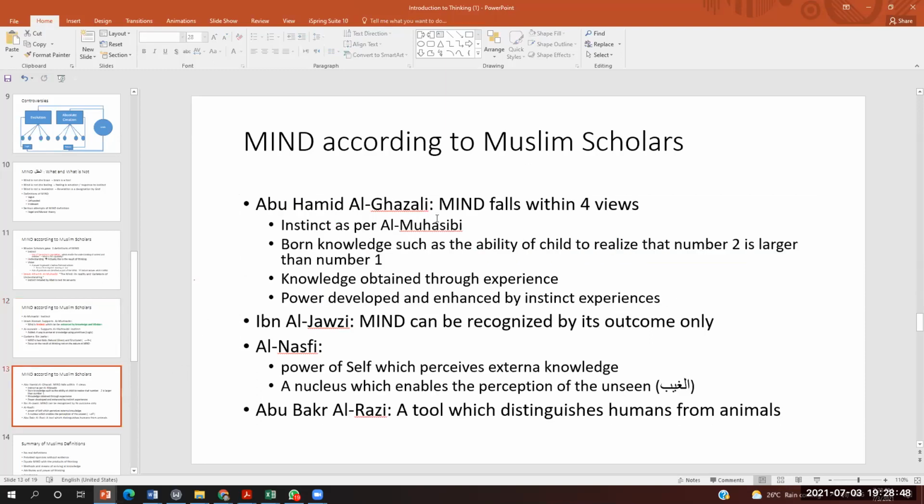There is Abu Hamid al-Ghazali, considered one of the top philosophers in Islam. He classified mind into 4 categories or 4 views. One of them, again, is that it's an instinct based on what Al-Muhtasibi has said.